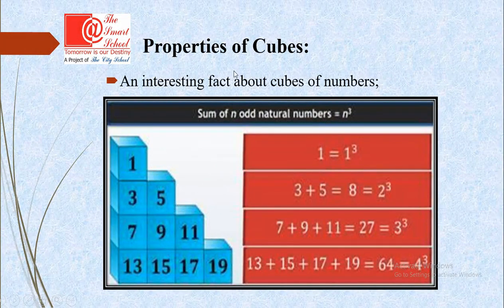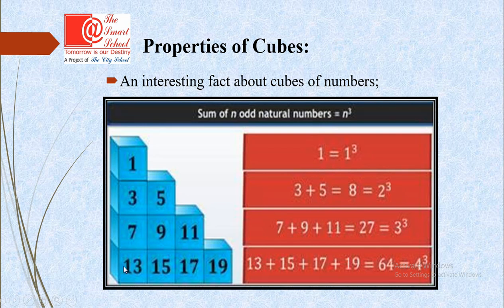Now, an interesting fact about cubes, which is also a property of cubes. The first odd number is 1, and the cube of the first number, 1, is 1. Now the second number is 2, and the cube of 2 is 8, and the next two odd numbers are 3 and 5, and their sum is 8. Now the next 3 odd numbers, 7 plus 9 plus 11, the sum is 27. And you can see the cube of 3, the third number, is also 27.